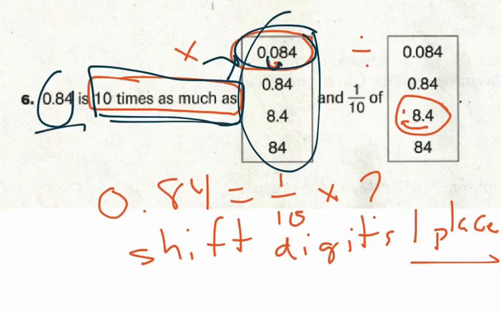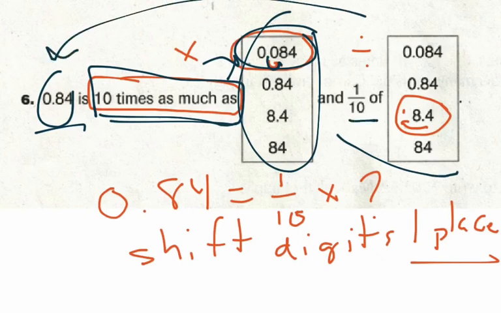On the other side over here, you're saying 1/10 of some number will equal that. So I'm dividing by 10 or moving my decimal place 1 space to the left. So a number that is 1/10 of that would be 1/10 of 8.4 would equal that.